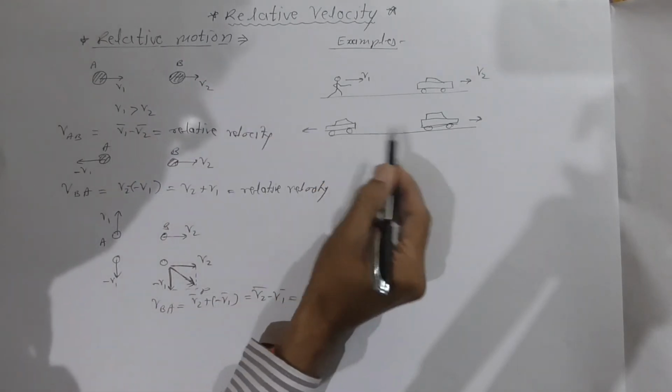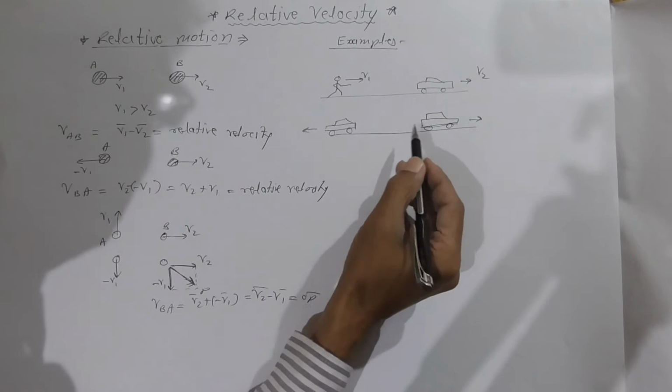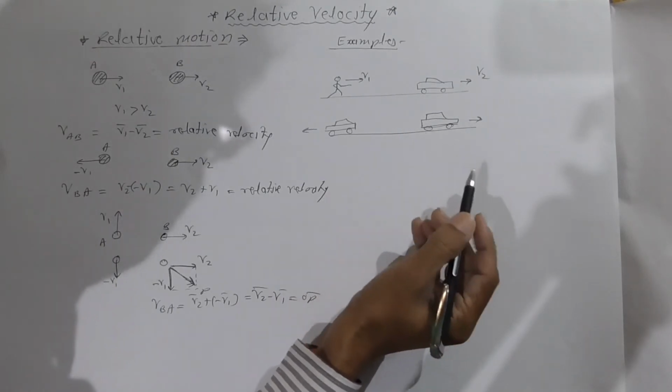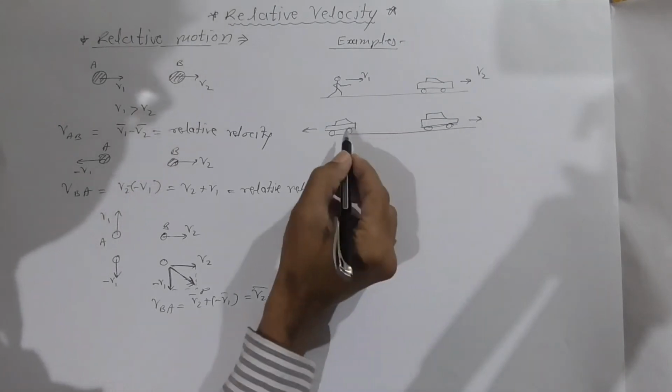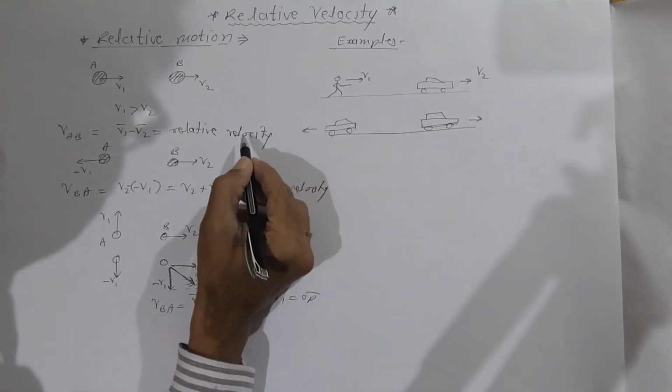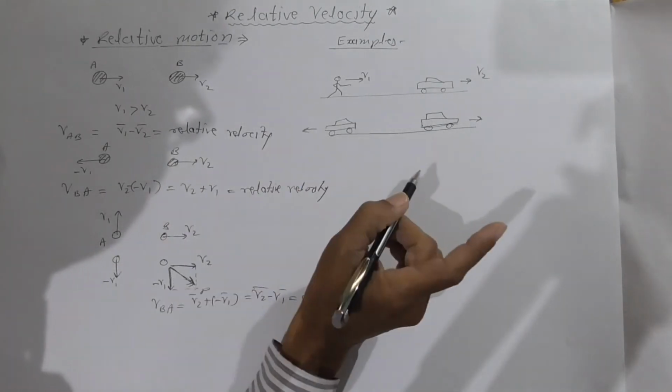What about these two cars now? If the speed of the two cars is the same, are they in relative motion? Of course they are in relative motion. This is because this car is moving in this direction and this car is moving exactly in the opposite direction. Though their speed is the same, their velocities are different, because velocity is a vector quantity.